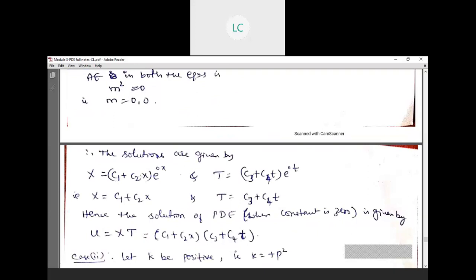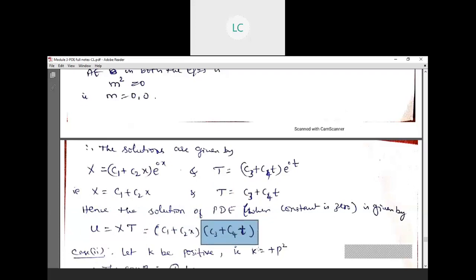That's why the solution, that means the complementary function, for capital X is X equal to c1 plus c2 x, e power 0x. Both are 0, right? Here also for t, next we should use c3, c4: t is equal to c3 plus c4 t, with e power 0t. Here c1 plus c2 x. So now we have both x and t, right? Therefore the solution of the PDE is u is equal to X into T. That's it. This is the way of finding the solution.